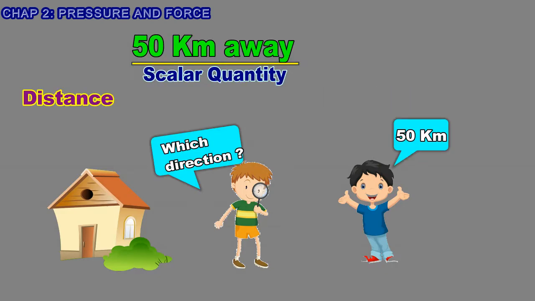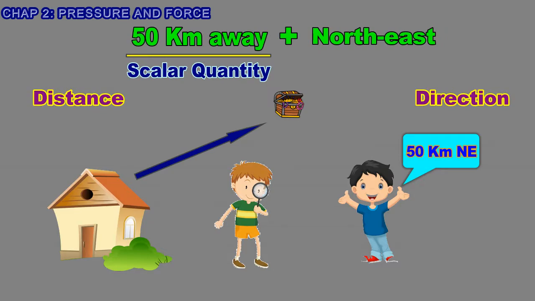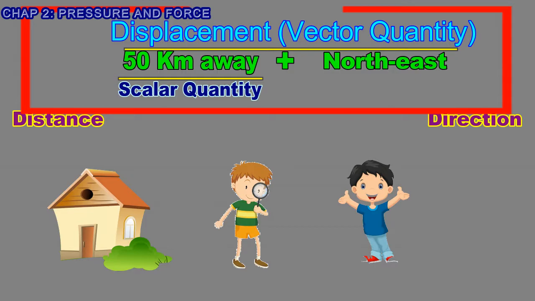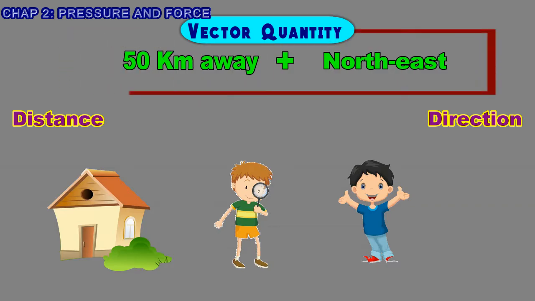Your question to your friend would be, which direction from home? When you are told that it is 50 kilometers in the northeast direction, you have the precise information of the location. This now becomes two-dimensional information, distance and direction. The treasure chest is over here. Two-dimensional information like this is called a vector quantity. Scalar quantities are one-dimensional and vector quantities are two-dimensional.